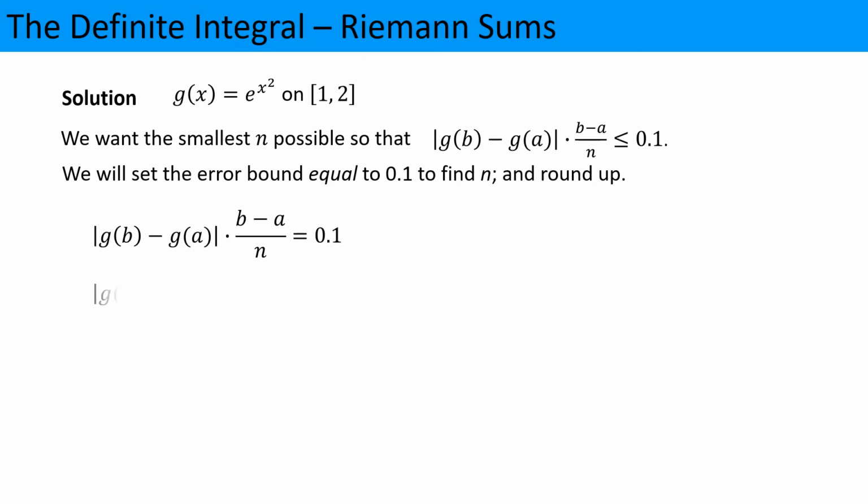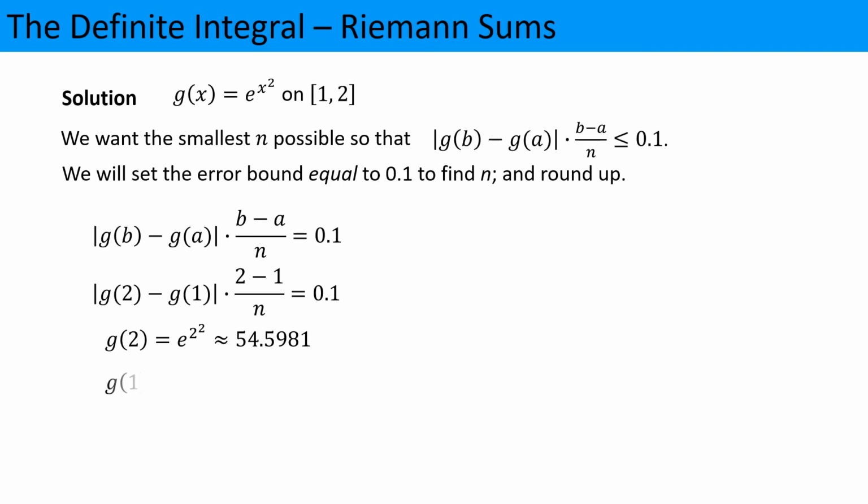Now we'll put in the numbers. So the absolute value of g of 2 minus g of 1, and then we're going to multiply that by 2 minus 1 over n and set that equal to 0.1. Let's use your calculator to compute g of 2. That would be e to the power of 2 squared, and that's approximately 54.5981. Let's do the same thing for g of 1. The g of 1 would be e to the power of 1 squared, approximated to 4 decimal places, and that would be 2.7183.